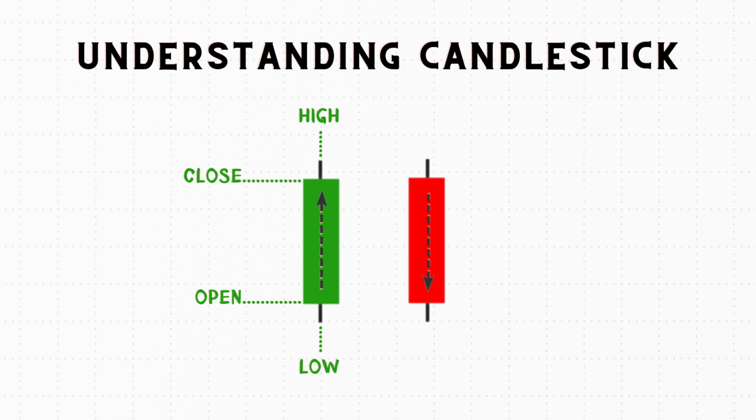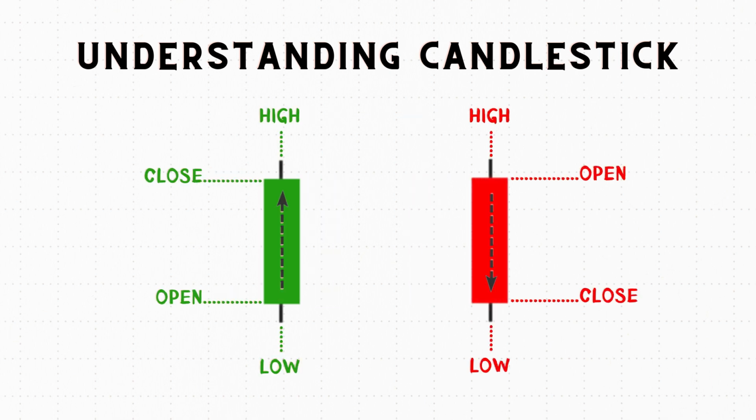As I said, the red candle is formed when the price moves downwards in the same time frame. In the same way, for the red candle, the opening will always be here and the closing price will be here. This is the candle's high and this is the candle's low. Two more things to remember here: the colored area of the candle is called the body of the candle, and the two shadow parts of the candle are called the wicks of the candle.